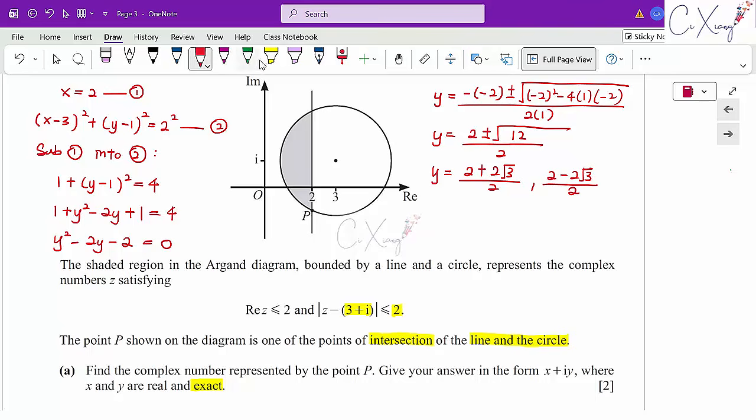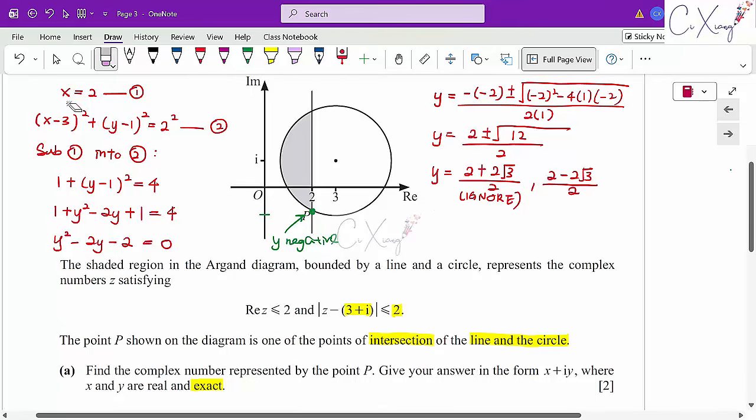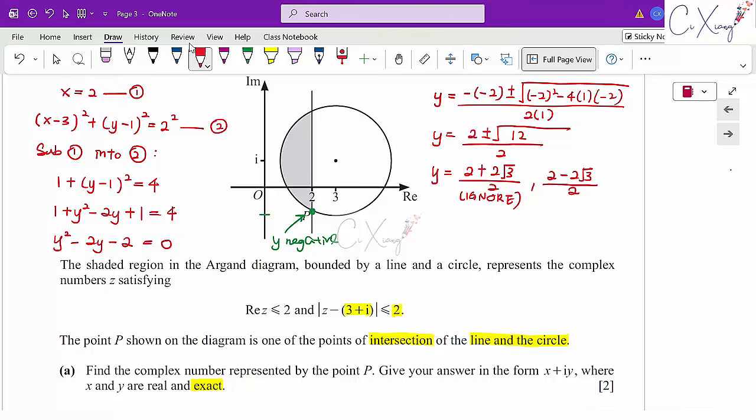Okay, so you yourself have to ask which is the correct answer that you should accept. By right, you should be accepting the one that tells you that y should be negative. Correct? It is below the x-axis, therefore y should be a negative value. So definitely, this is not the correct answer, because this value is positive, and we are looking for the negative value here from the diagram. So this should be your correct answer for y. And you have successfully got the y coordinate and also the x coordinate for the point P, but they want you to write it out in complex number form.